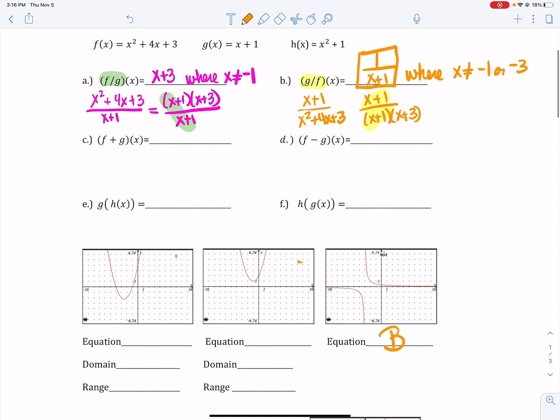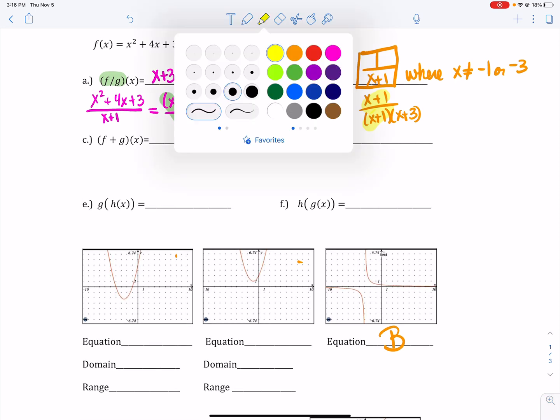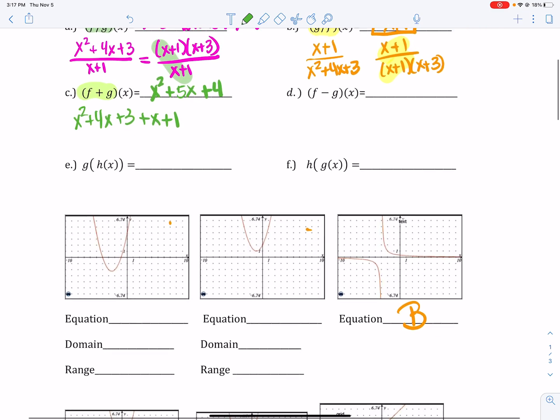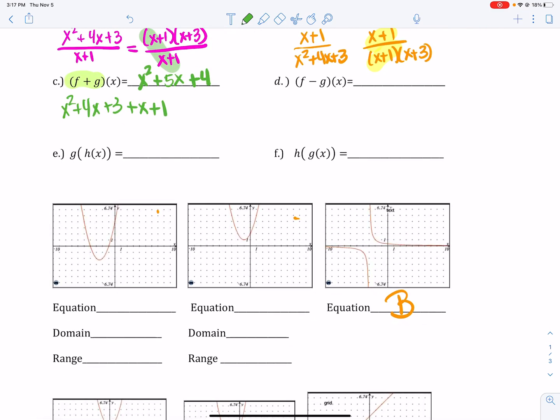Okay, my next question wants me to do f plus g of x. So I'm going to take this and do f plus g of x. So if I look at my f, it's going to be x squared plus 4x plus 3 plus x plus 1. So my final answer would be x squared plus 5x plus 4. And if I look at that, my y-intercept is 4. So if I come down here to these equations, my y-intercept 1, 2, 3, 4. That one hits at 4.